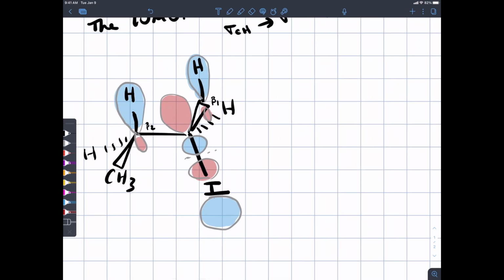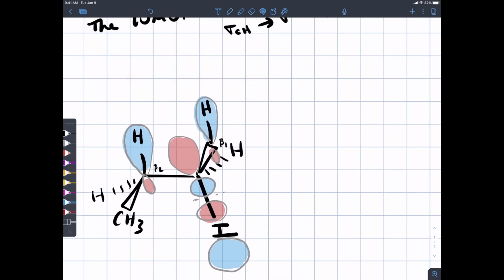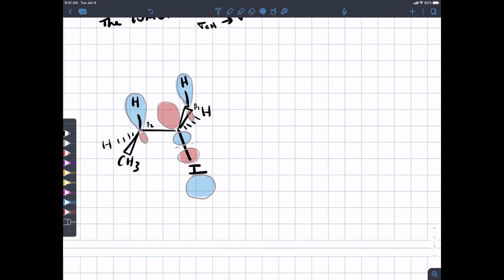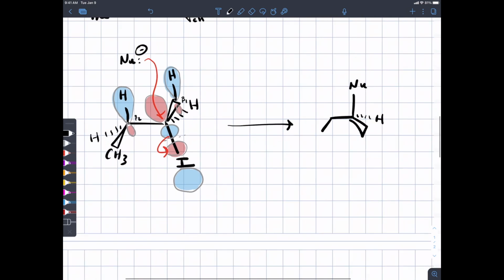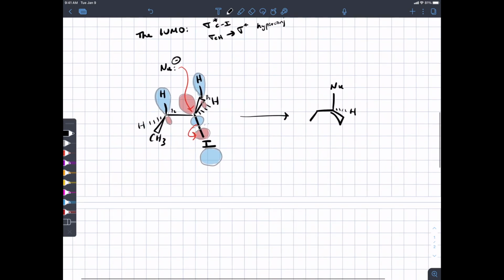So I'm emphasizing this because the consequences of the reaction are different depending on whether the nucleophile attacks at the carbon or at the hydrogens. If the nucleophile attacks at the carbon, that's exactly what we've done previously. The product of that is the substitution product, and you get inversion of stereochemical configuration.